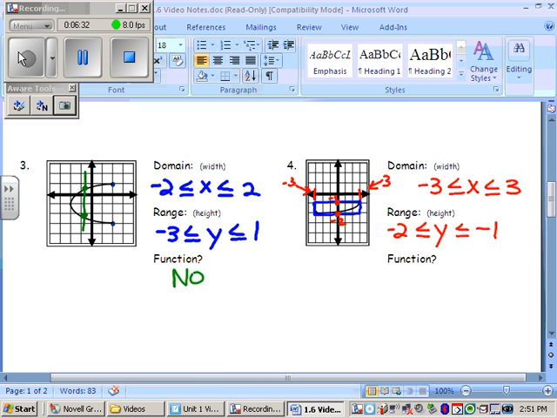To determine if it's a function, again, I will erase that information. So you can see when I draw the vertical line, it's only touching the graph at one spot, which tells us that yes, it is a function because the x values do not repeat.